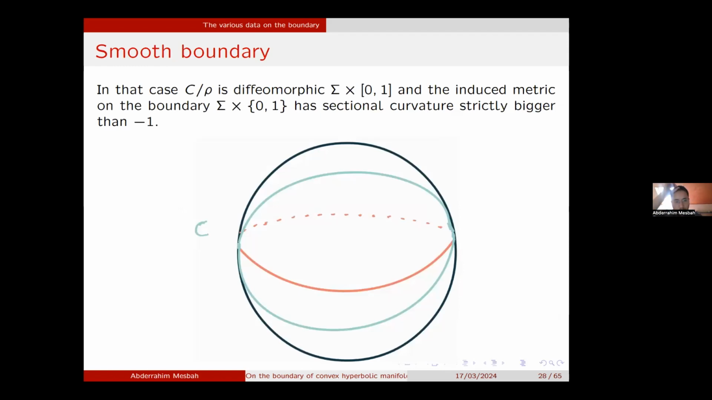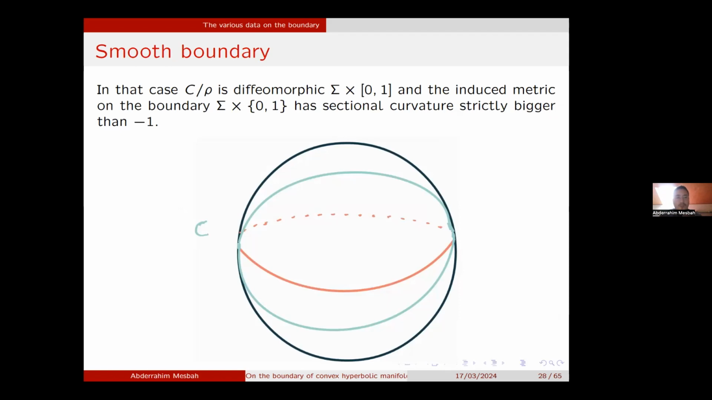Next, we can talk also about another data, which is when the boundary is smooth. So we have seen when the boundary has a conformal structure. It's the ideal boundary that has a conformal structure. We have seen the convex core when it has the structure of a pleated surface.